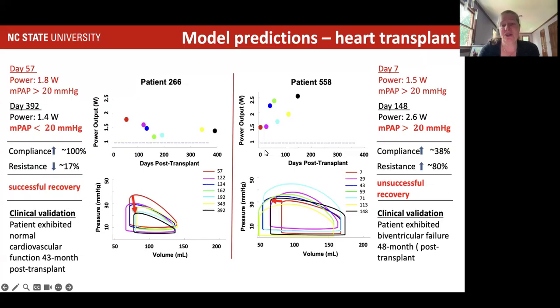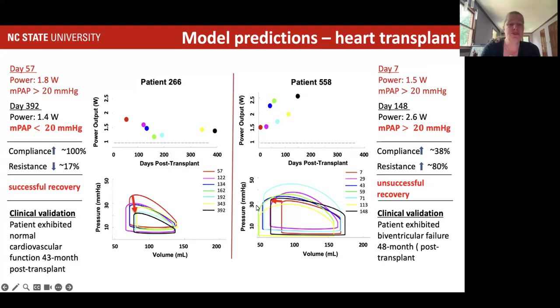The other guy here, we saw the exact opposite. We saw that the power increased, and we had no data that could describe the power. So we didn't have measurements of PV loops at every time because it didn't do an echo. And so here we saw the exact opposite, that the power just kept increasing, the pressure kept increasing, and this guy really developed pulmonary hypertension, and in fact, he died 48 months post-transplant.